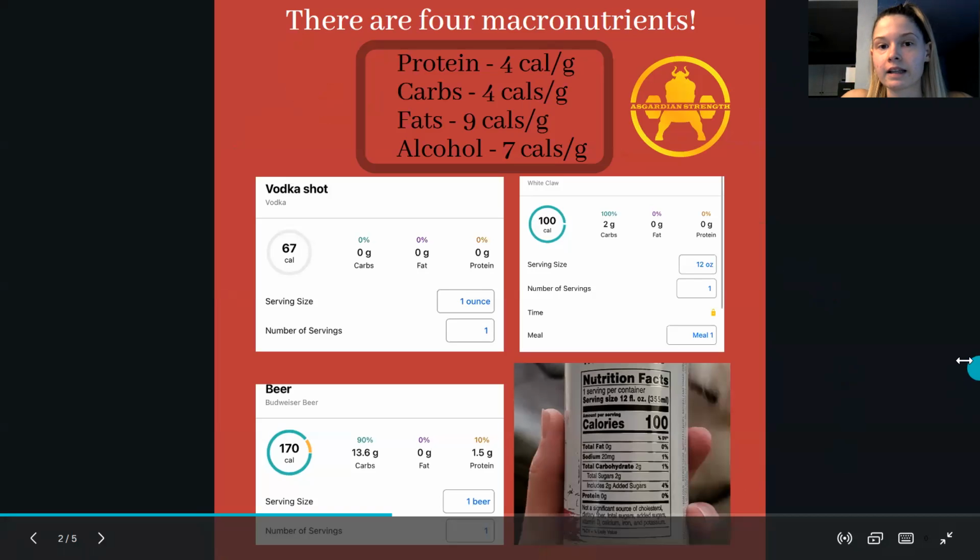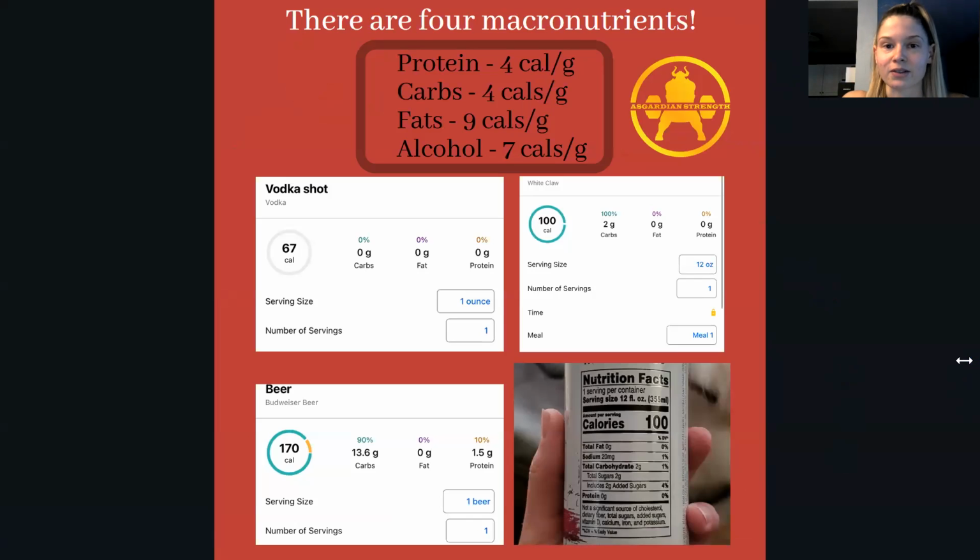Just explaining that there are four macronutrients. So the first one is protein, sitting at 4 calories per gram. And then we have carbohydrates, which are also sitting at 4 calories per gram. Fats are at 9 calories per gram, and alcohol is actually 7 calories per gram.